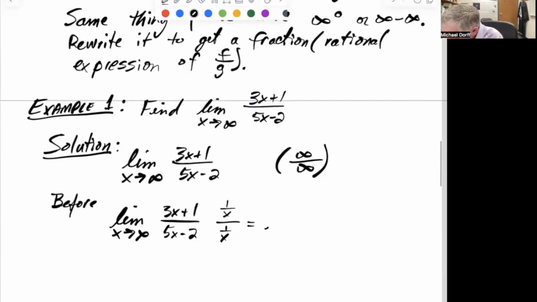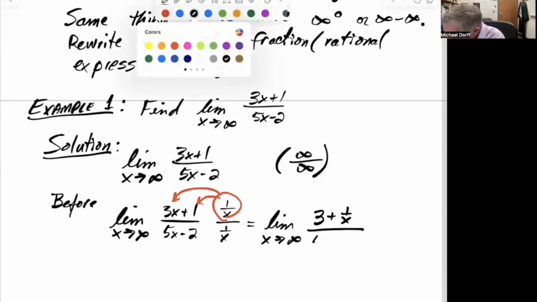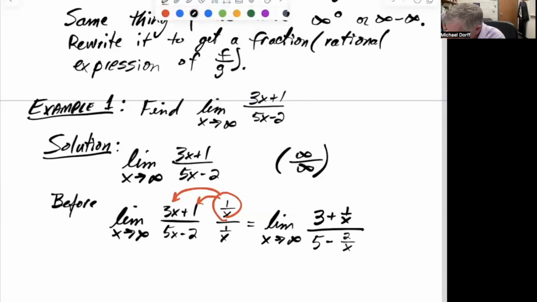And then we multiplied through by that 1 over x so that we got 3 plus 1 over x in the numerator. Let me just demonstrate that. We multiply the 1 over x times the 3x. The x's cancel out and I just get 3. And then 1 over x times 1 gives me 1 over x. In the denominator, doing the same thing, we get 5 minus 2 over x, because distributing 1 over x to the 5x gives me 5x over x, which reduces to 5, and then negative 2 times 1 over x gives me negative 2 over x.